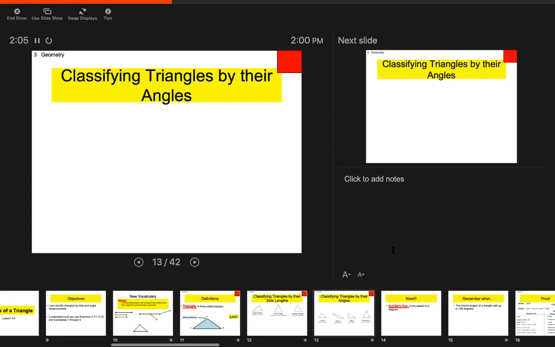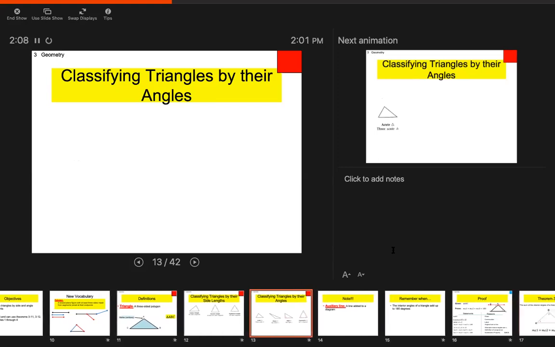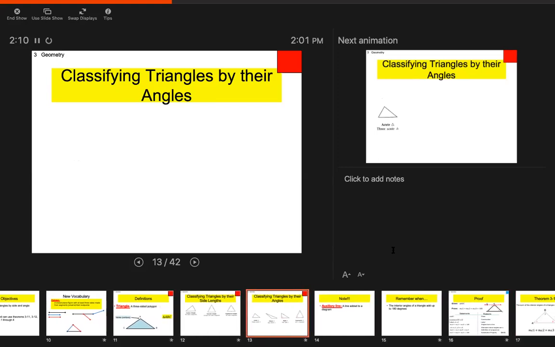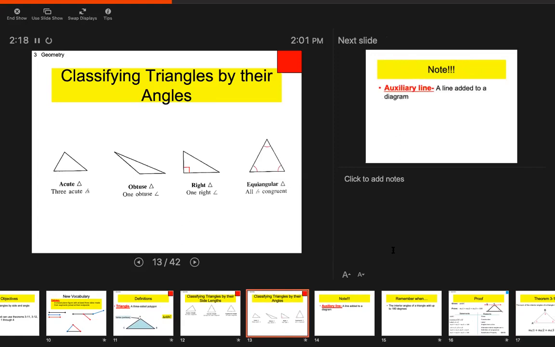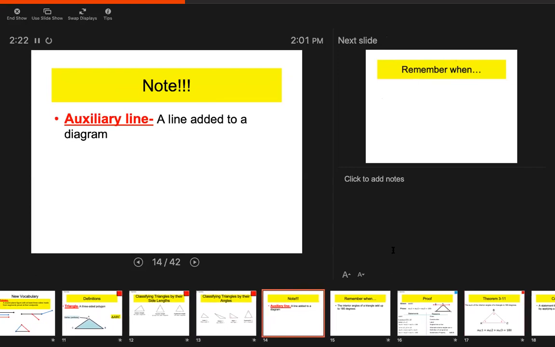All right, Jack, by angle measurements. How do we classify triangles by angles? Oh, right, acute, obtuse, right, and equiangular. All right. So we get 3 for sides. We get 4 for angles. Okay. And then I introduced you.